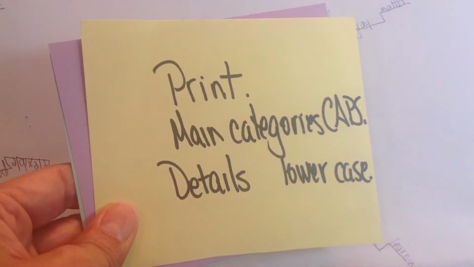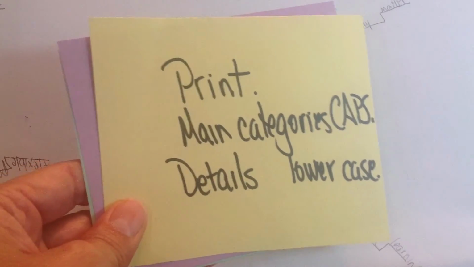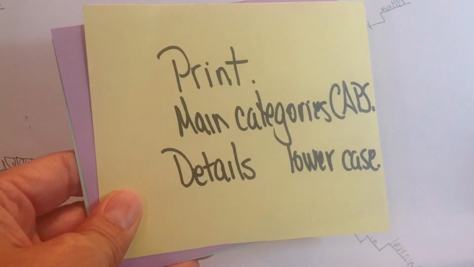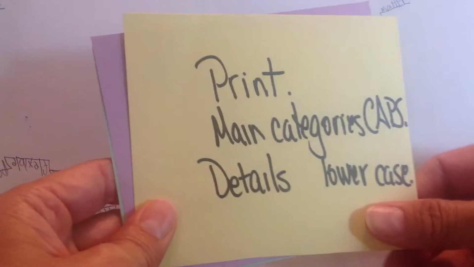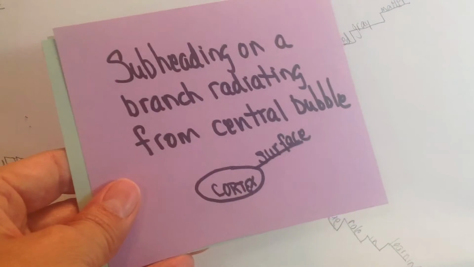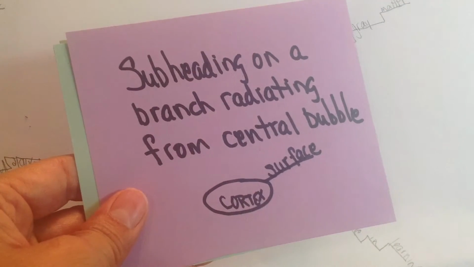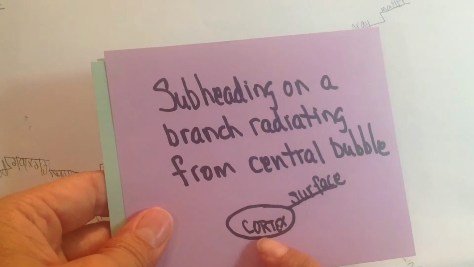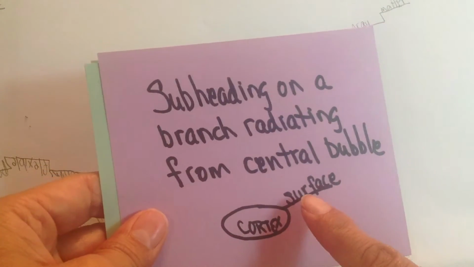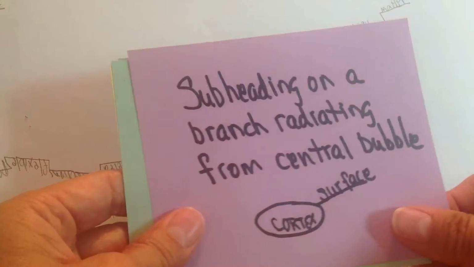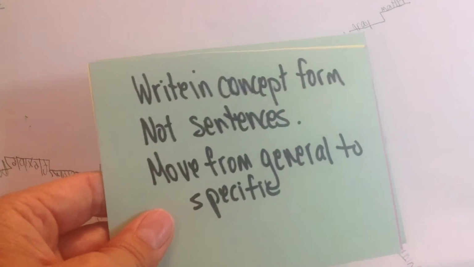The second guideline is to print. No cursive. Write your main categories in all caps and write your details using lowercase. The third guideline is the subheading. Write your subheadings on a branch that radiate from the central bubble. So in this case, the main idea is cortex, and then the subheading would be surface, and it's growing out of the central bubble.